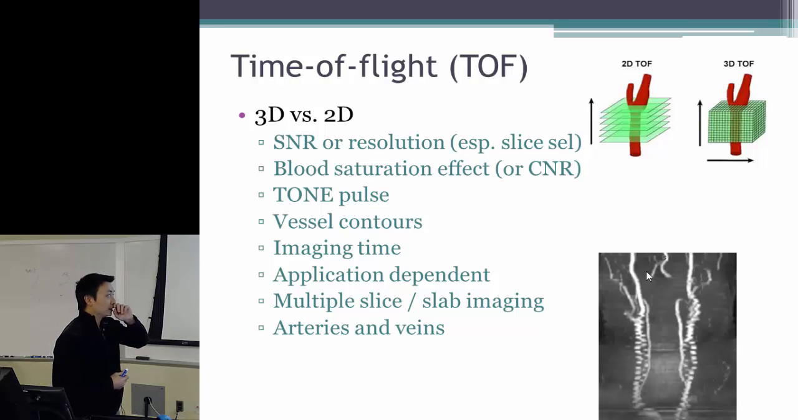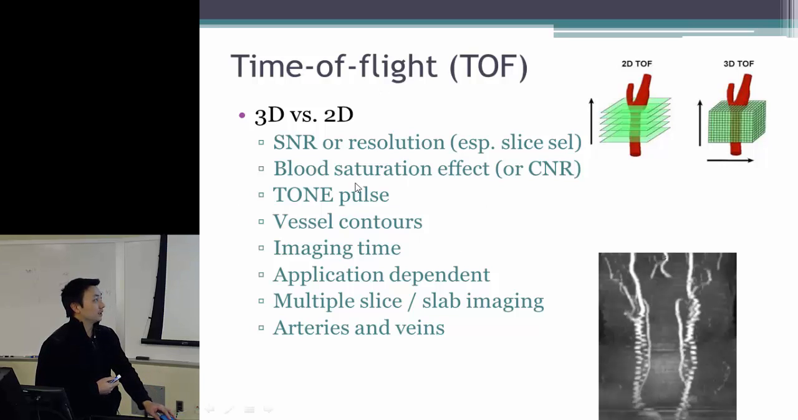All right. So as we mentioned before, we can do the TOF MRA in both 2D and 3D. So this is the illustration of doing 2D or 3D. For 2D, we use multiple slices that are perpendicular to the vessel, while for 3D we use a single imaging slab perpendicular to the vessels. So when comparing them, we need to consider a few things.